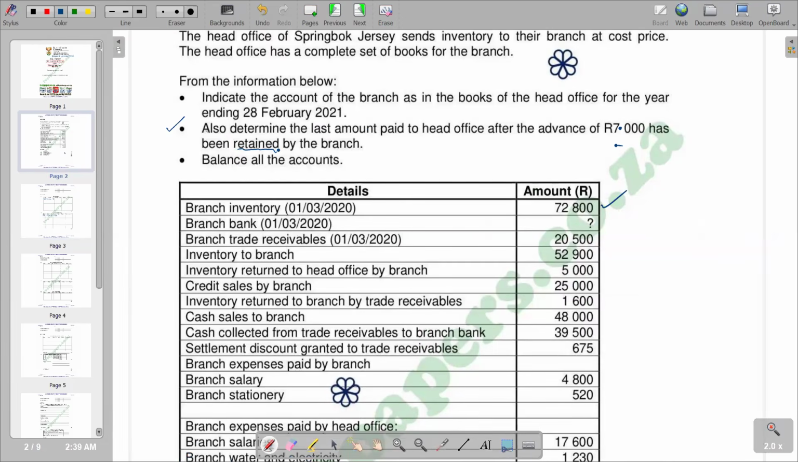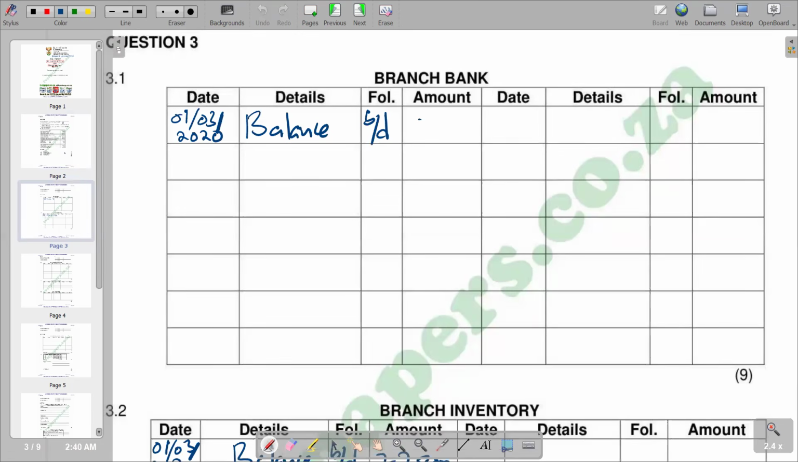We have the explanation whereby it reads also the advance of 7,000 rand has been retained by the private bank as a balancing figure. As it is indicated that 7,000 rand has been retained by the branch, it means it's going to be our balance CT and our balance BT. So basically 7,000. So we can be on the credit side. So we can as well maybe put it here as our balance balance CD.